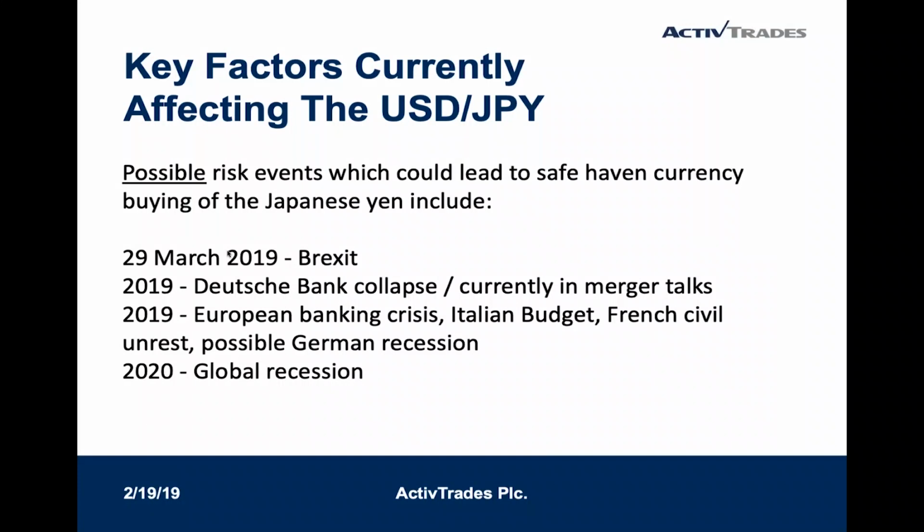Right, so looking ahead, possible risk events which could lead to safe haven currency buying of the Japanese yen could include, I should have put, well, I put possible underlined at the beginning. Brexit, that's going to happen. We just don't know how it's going to happen. So it's a massive risk event, and hopefully it passes without too much damage. In 2019, there could be a Deutsche Bank collapse. Hopefully not. They're currently in the news about merging with another big bank.